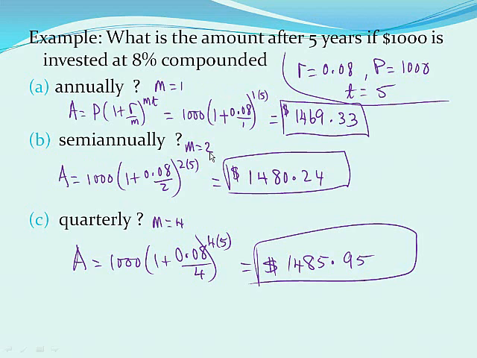Amount equal to 1000 multiplied with 1 plus 0.08 divided by 2. Notice that the M value is substituted, 2 over 2 times 5, giving 1480.24. Compounded quarterly means 4 times a year, so M equal to 4. Back in the formula, we get 1485.95.